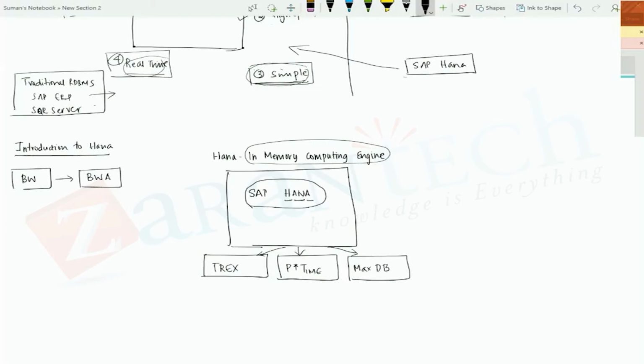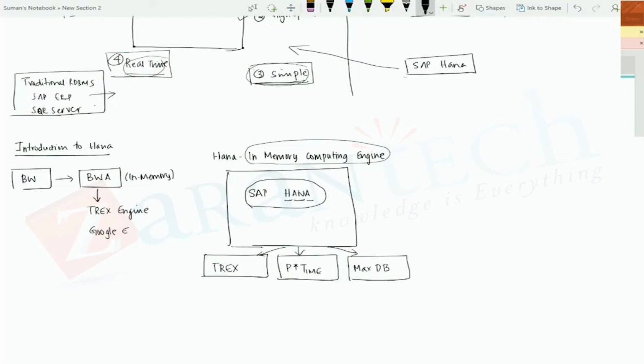BWA, I mentioned, is the first in-memory product that was created by SAP. The underlying technology within this BWA platform, the Business Warehouse Accelerator, is called the TREX engine. Just to give you an analogy, think of it as your Google engine.